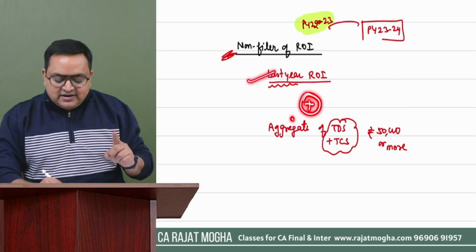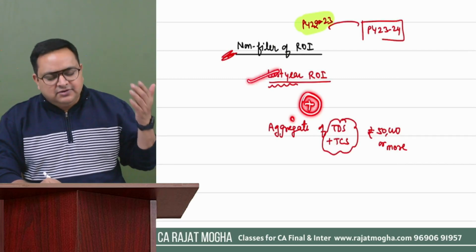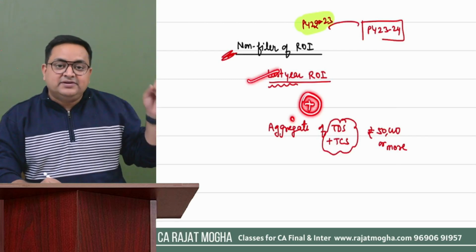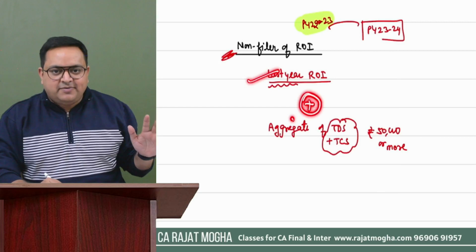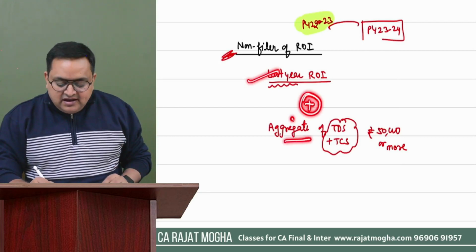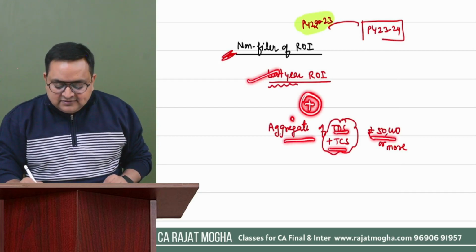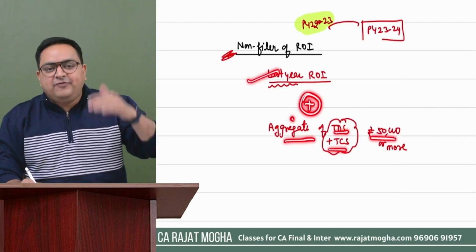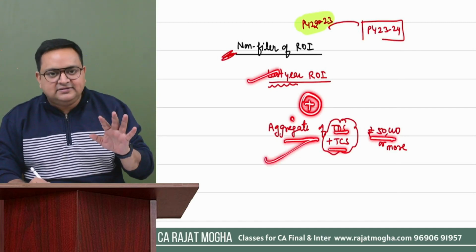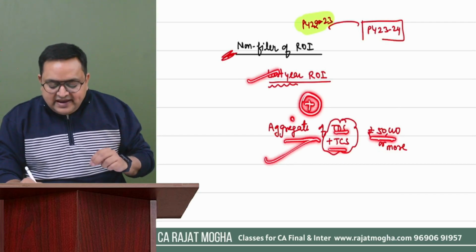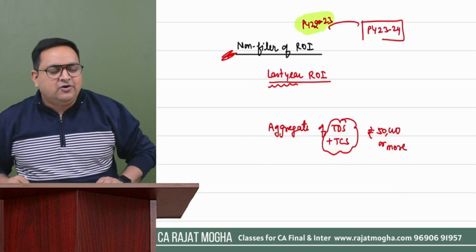One condition: the return should not be filed, or is filed after the due date, right? Which return? Only last year's return. Which last year? Where the due date has expired. The second thing is that the aggregate of TDS and TCS should be at least 50,000 or more. Even if it is 50,000, yes, this condition is satisfied. If it is less than 50,000, no, this condition will not be satisfied.